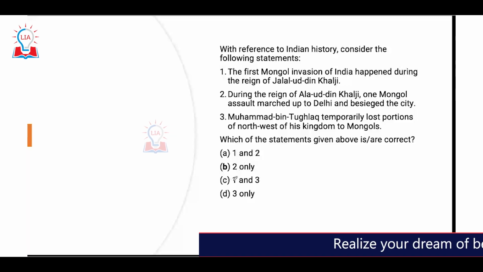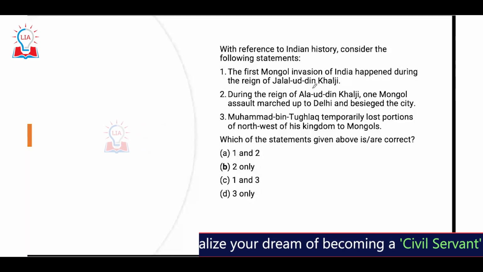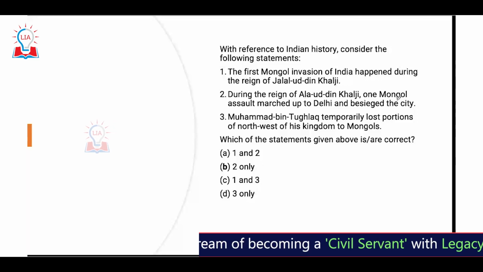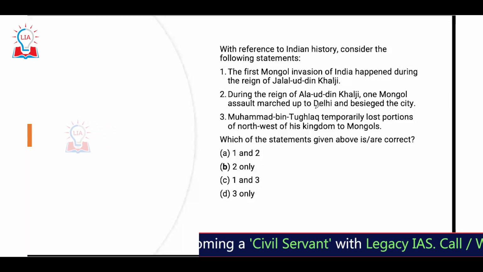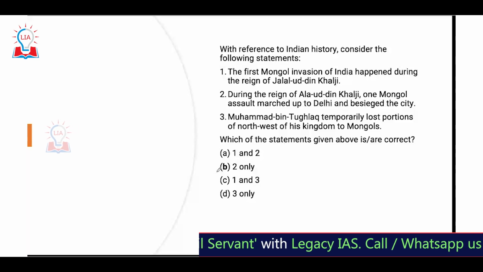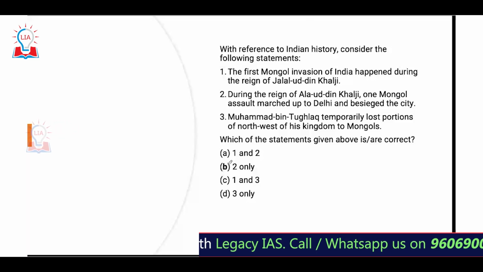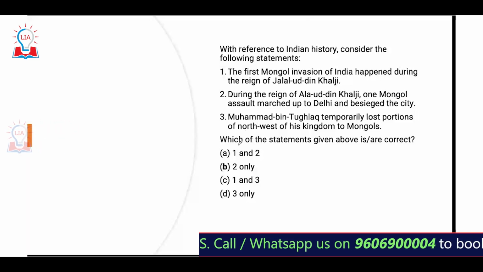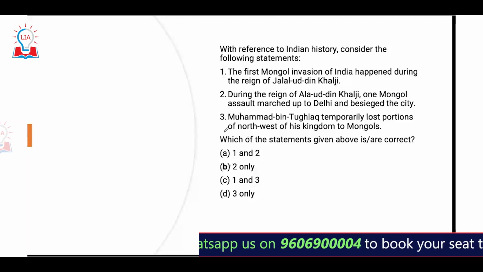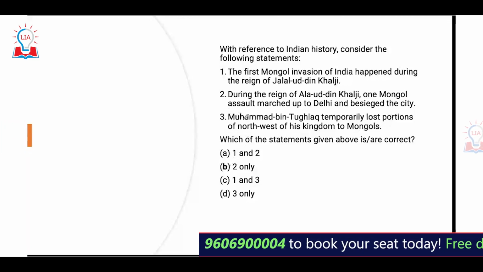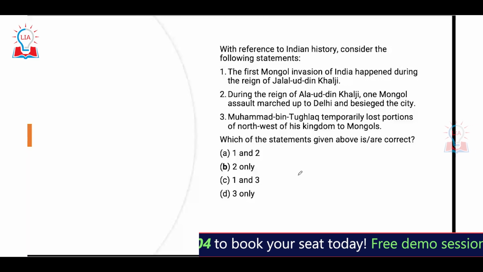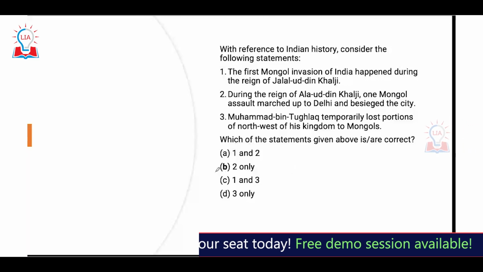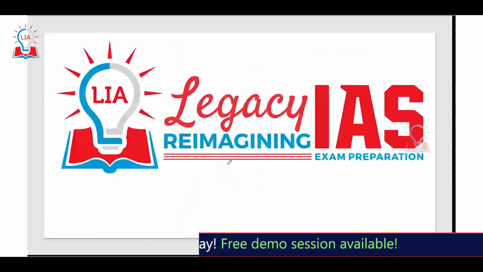Option A is gone, option C is gone. You have option B and option D. During the reign of Alauddin Khilji, one Mongol assault marched up to Delhi and besieged the city. Very, very correct statement. Just by reading statement 2, you would know that this is the correct one, and you don't even have to read statement 3, which would be incorrect. So the correct option would be B.